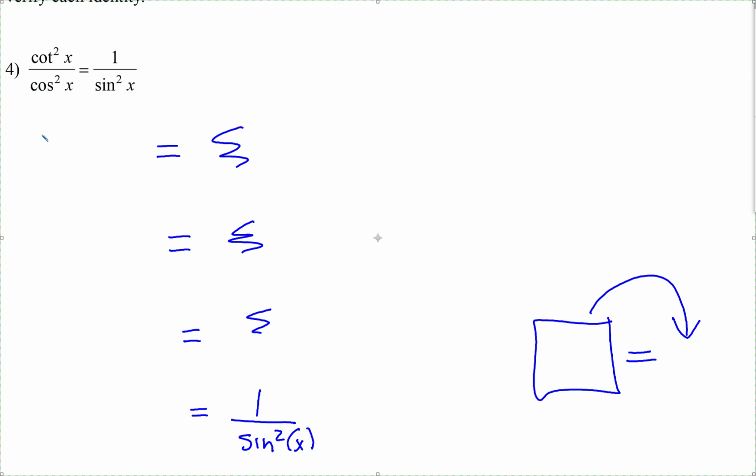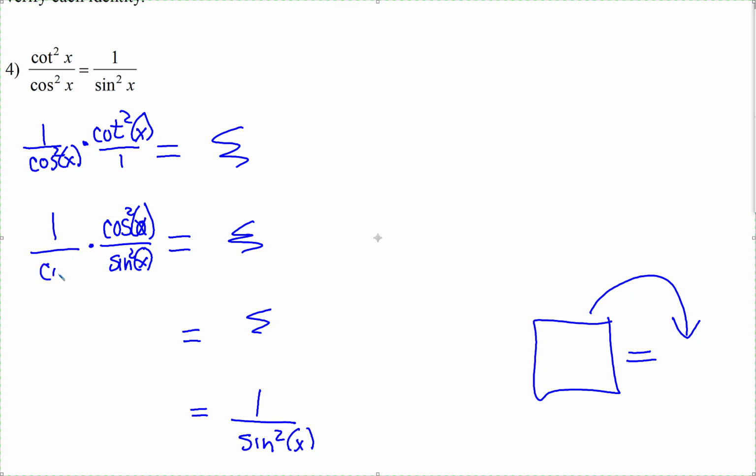So if I were to rewrite this, I could rewrite this as 1 over cosine squared times cotangent squared over 1. Well, let's see what that does for us. Well, cotangent is cosine squared x over sine squared x. So I'm going to leave the 1 over cosine. I almost changed it to secant.